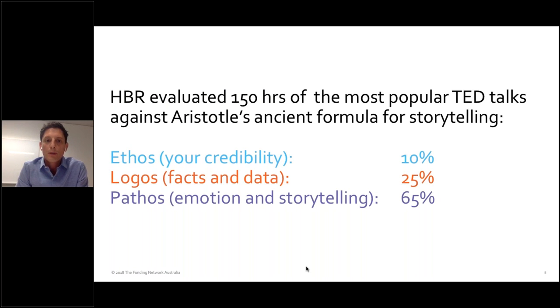of the most popular TED Talks against Aristotle's ancient formula for storytelling and plotted it against these three areas. So ethos, logos, and pathos. You may have heard of these before. So they're the three elements of storytelling that Aristotle formulated. Ethos is about establishing your own credibility as a speaker.